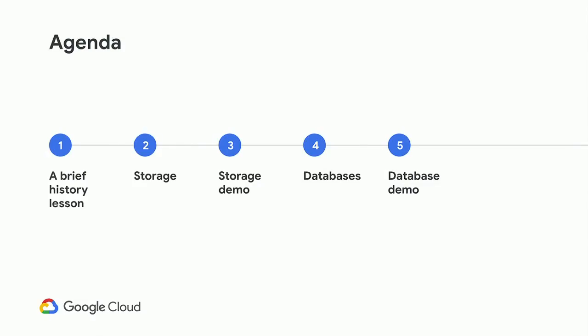So agenda. First of all, I want to do a little journey through time and talk a little bit about some context as to where we are in the journey of the different types of storage that have existed over the last 40 or 50 years, and set that context for where we are today. Then we'll go through some of our storage products in more detail, and then our database products as well.